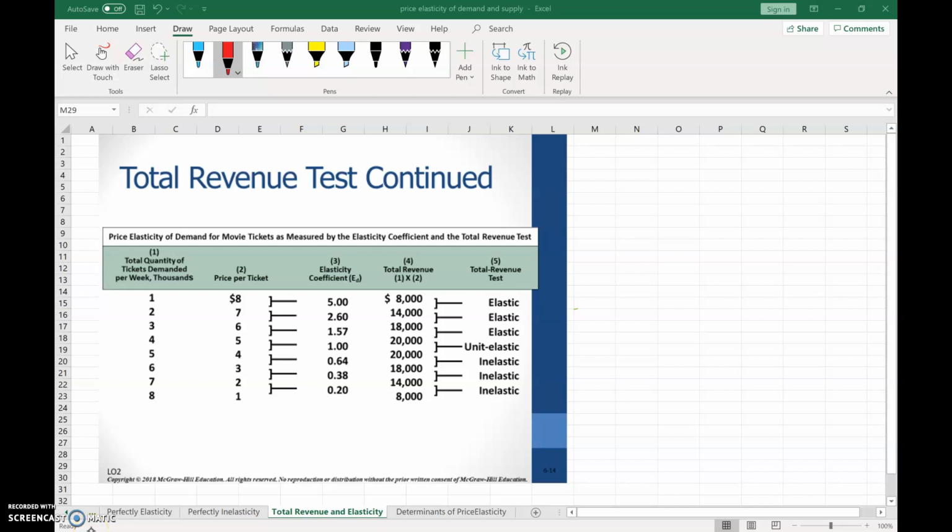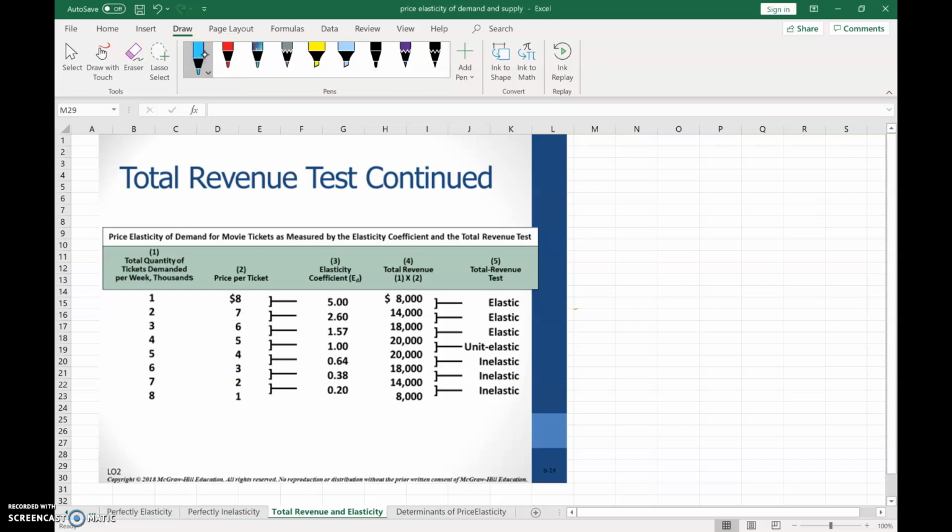Hey everyone, in this section we will look at how total revenue behaves when price goes down if we have elastic demand, unit elastic demand and inelastic demand. Take a look at these columns here.